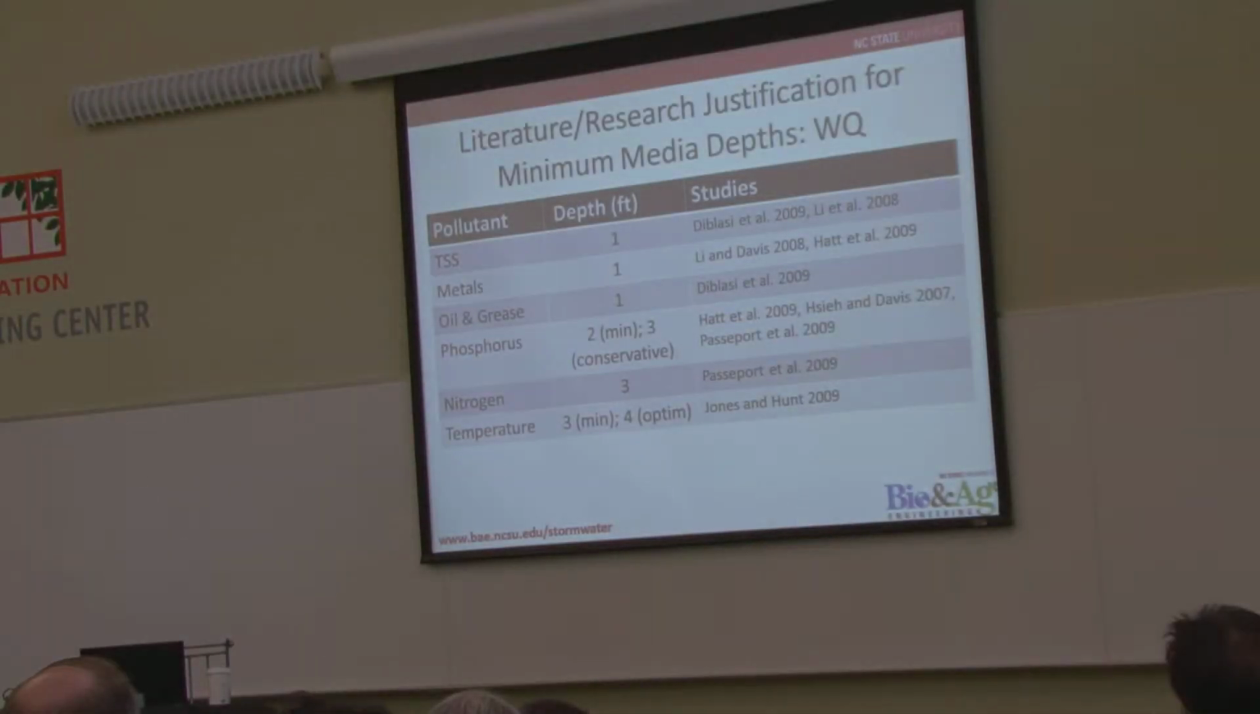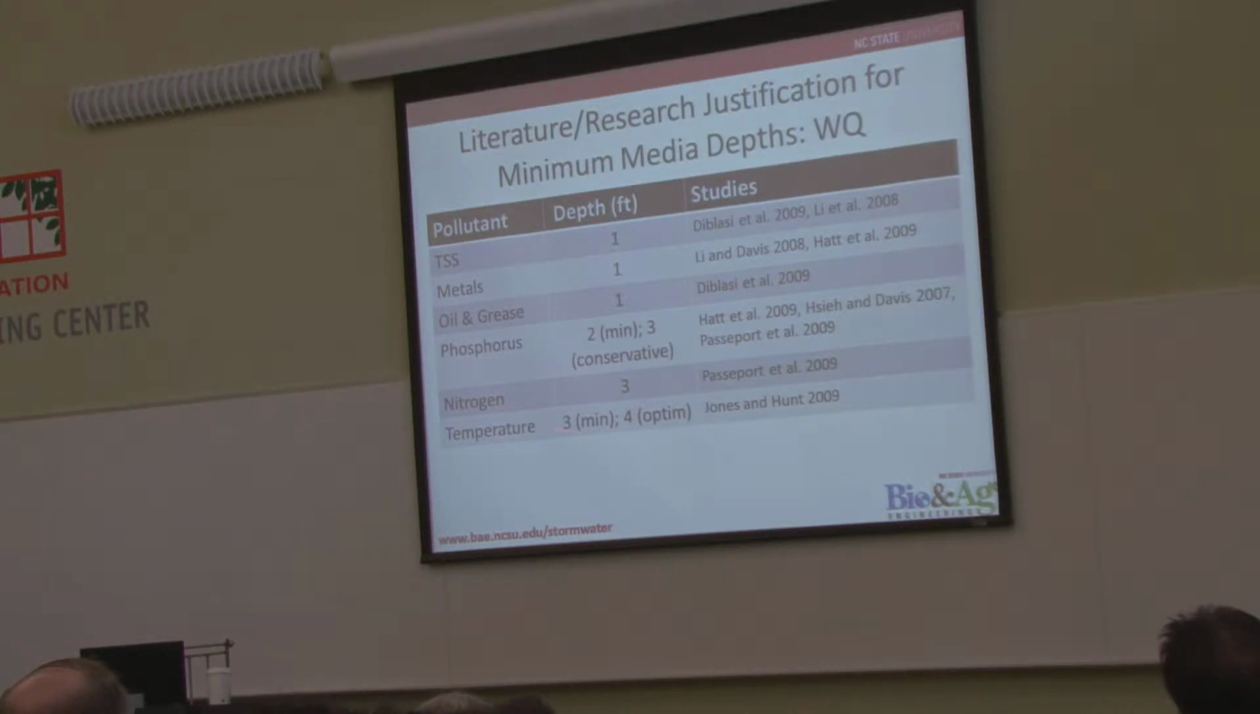Upper areas of the media and in the mulch layer, you really need very, very little media in order to get at these 3 pollutants. Really a 1 foot depth is fine. Phosphorus, 2 foot minimum, 3 foot would be nice. Nitrogen, you really need 3 feet and an internal water storage zone if you can. I'll talk about internal water storage in a little bit.